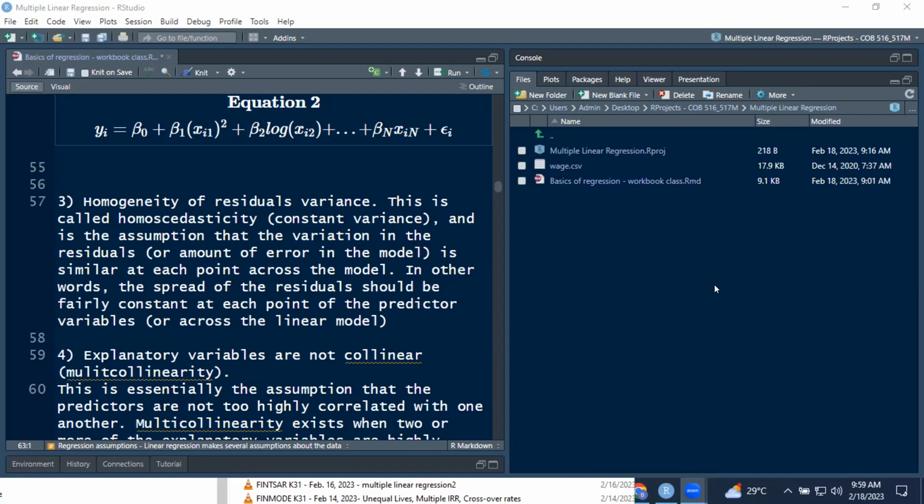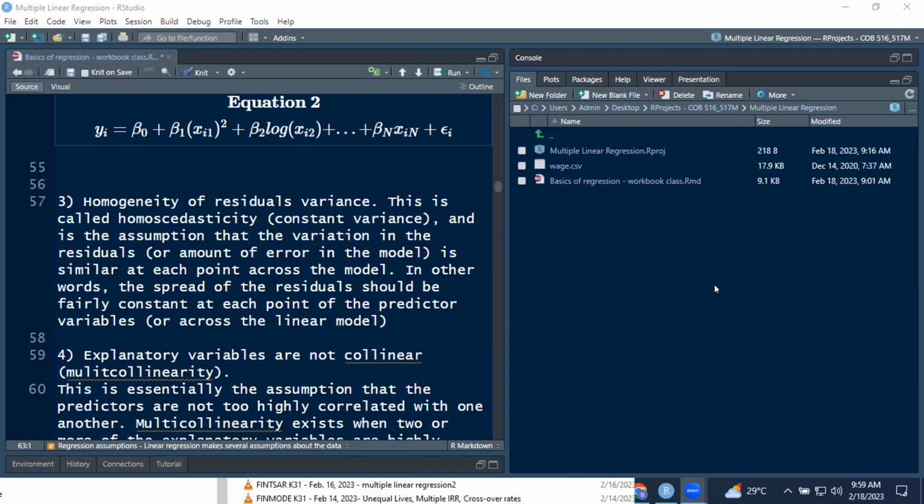Si multiple linear regression kasi kasama na yung correlation analysis doon. Correlation analysis will just tell us the type of relationship between two variables, the direction, no? Positive relationship ba yan or negative relationship? That's what correlation can do.